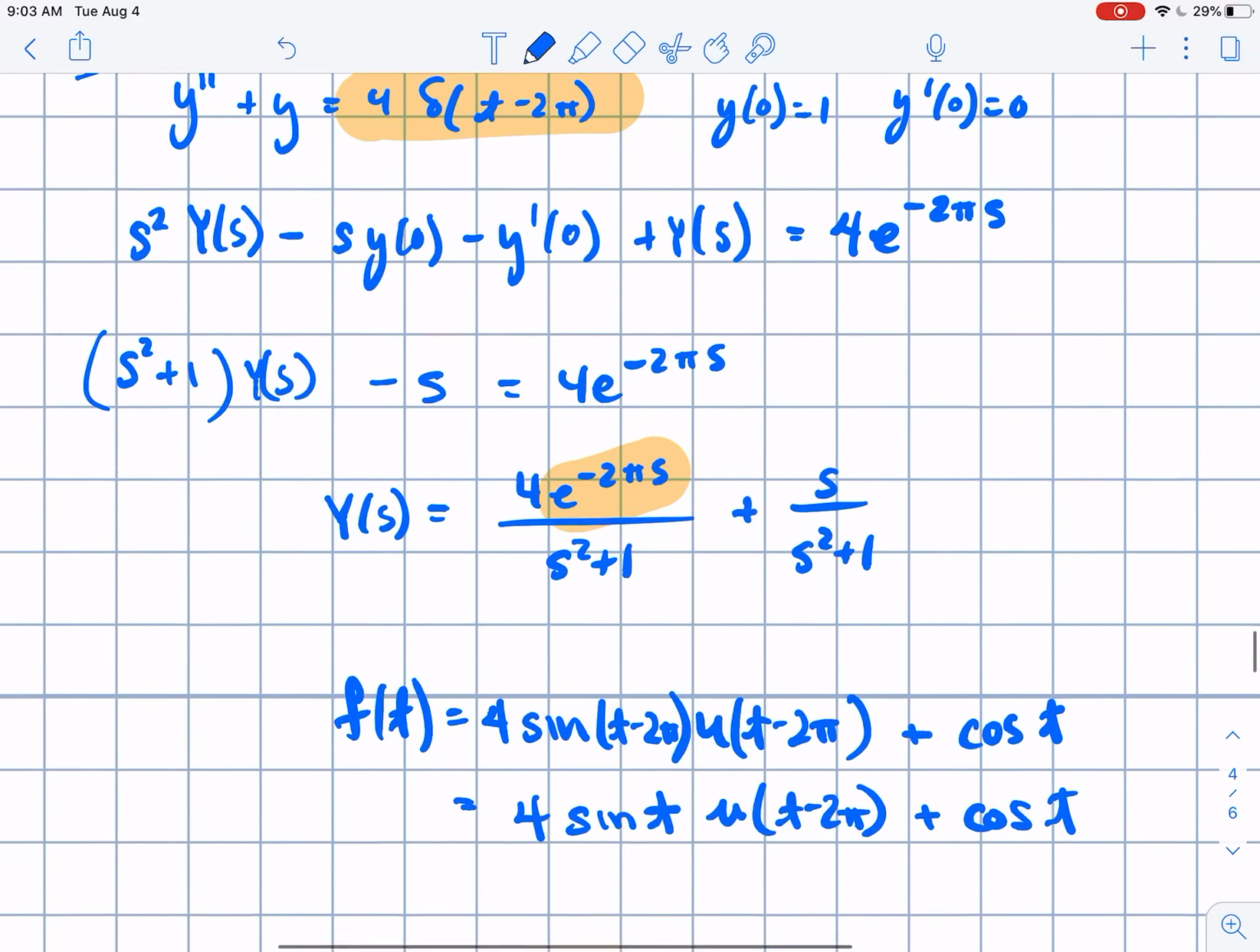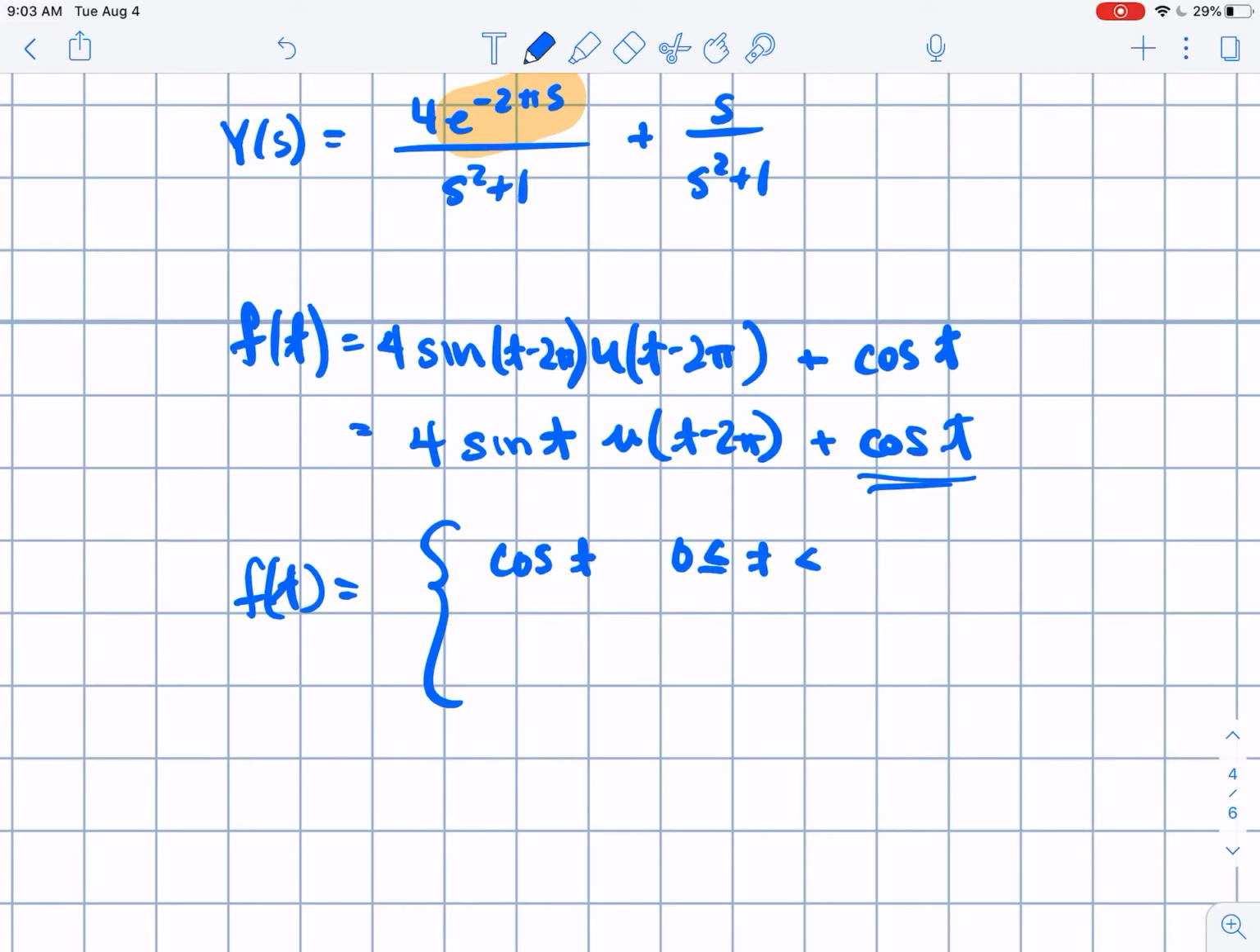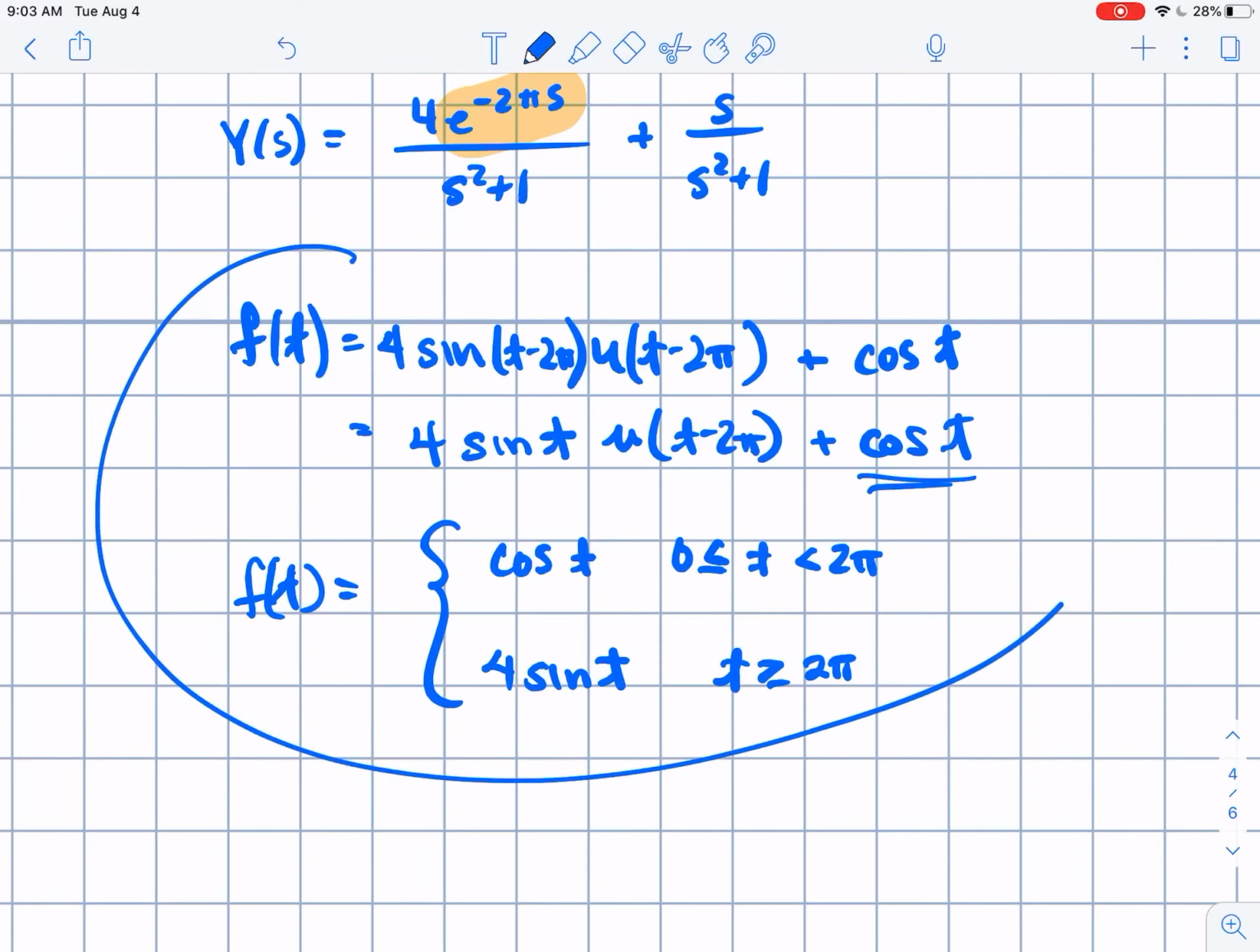So really what we have here is a piecewise function, right? You could see there's your first part, cosine t from 0 to 2 pi, and then 4 sine t after 2 pi. So that's like same thing, same notation there. And that's basically it. So hopefully that helps for this week.